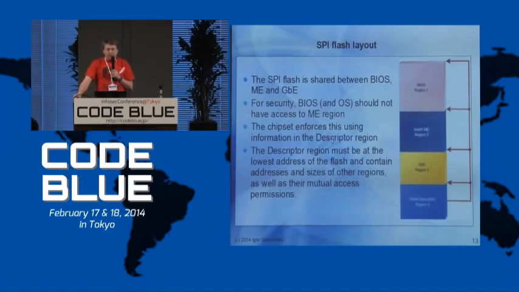You have a region for the network interface, region 3, gigabit Ethernet. Then you have region 2 for the Intel ME code. And the last region, at the top of the flash chip, is the BIOS region, which contains the BIOS code.